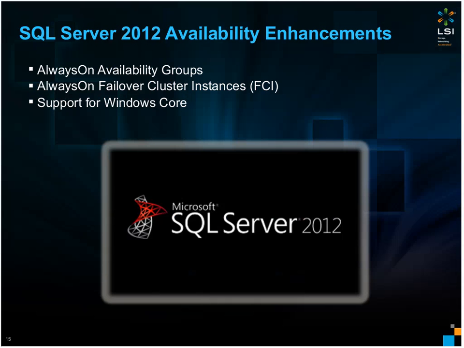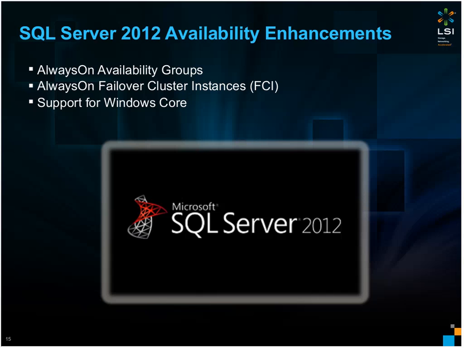So some of the availability enhancements include this concept of Always On. And Always On has a lot of different features that provide availability enhancements. There's this concept of availability groups, which I'll talk about in a second. This concept of failover cluster instances, or FCI, which I'll talk about, and support for Windows Core.